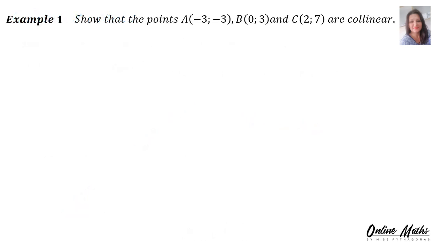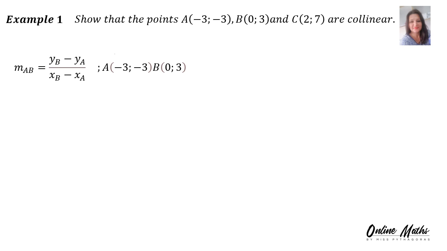Example 1. Show that the points A(-3, -3), B(0, 3) and C(2, 7) are collinear. Now in order to do that, we need to find the gradient between A and B and the gradient between points B and C. And then when your gradients are equal, then your points are collinear. So we start with the gradient AB and substitute into the gradient formula.